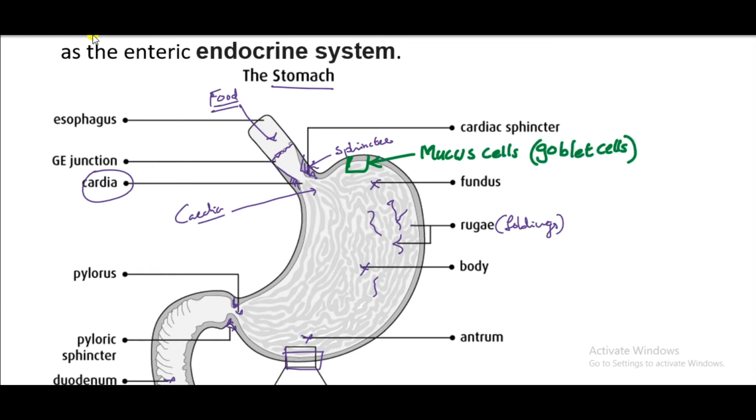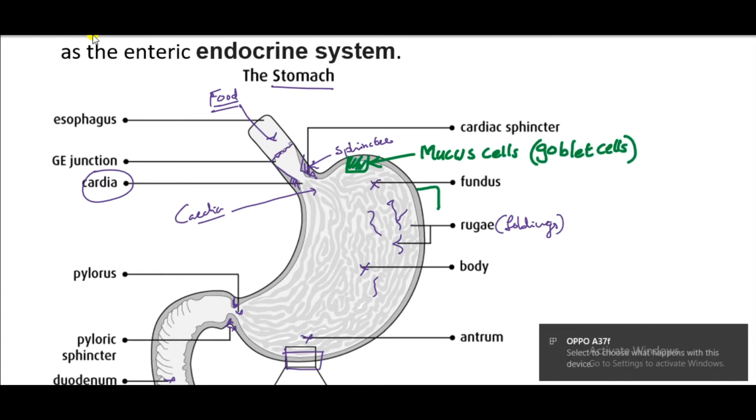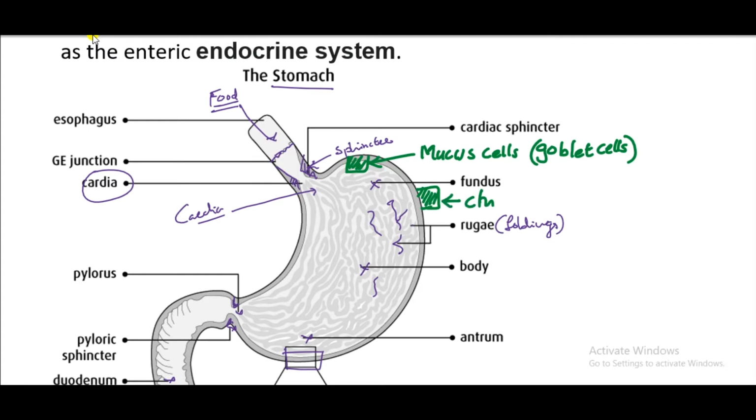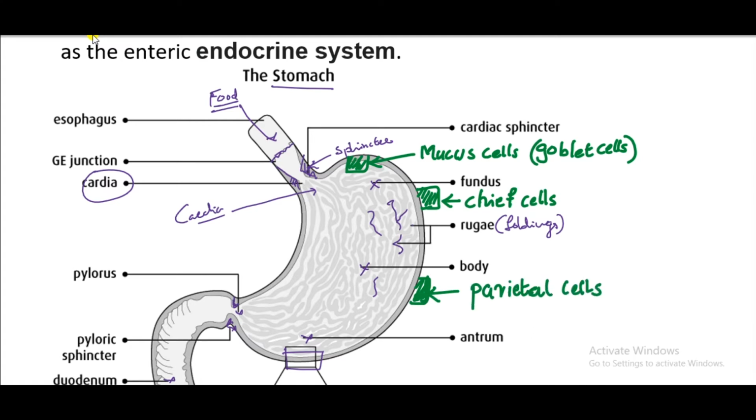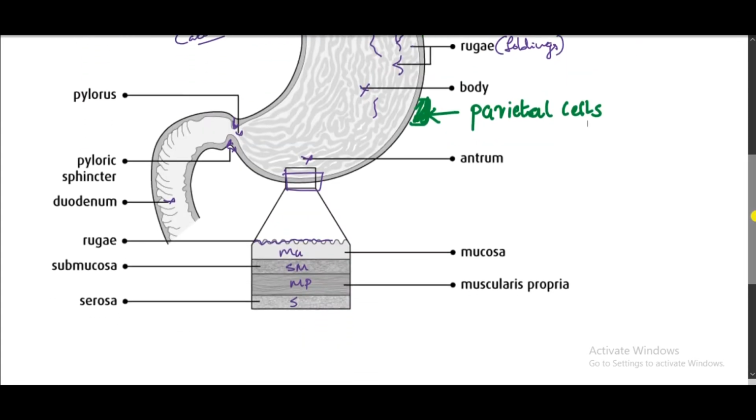And here the mucous cells are present. Mucous cells are present in the fundus. You can also see the chief cells or oxyntic cells in the fundus, and the parietal cells are present in the body predominantly. In the antrum, you can see two cells, just the G cells and the D cells.